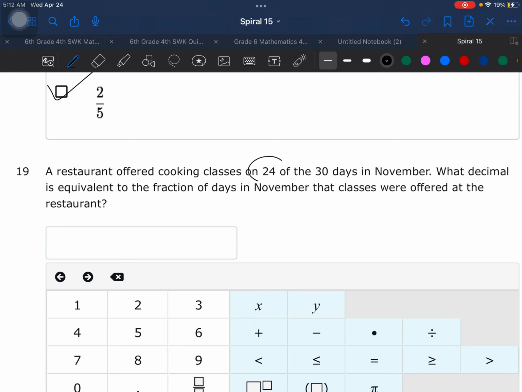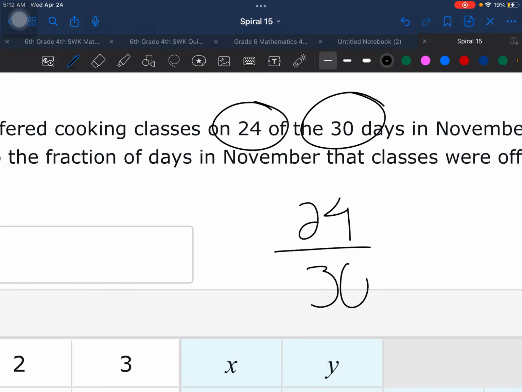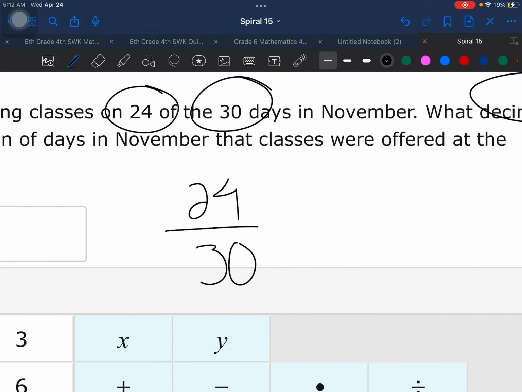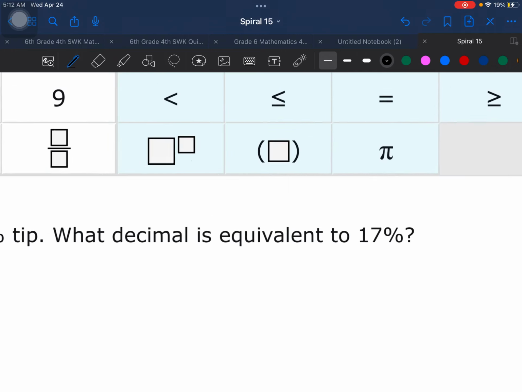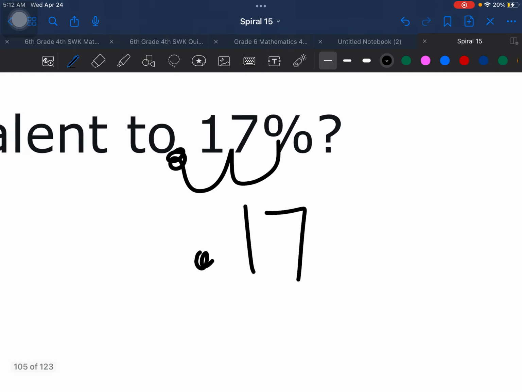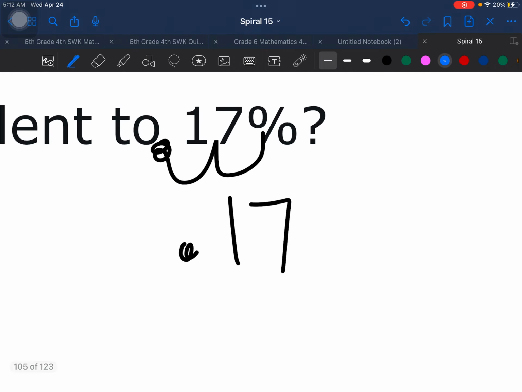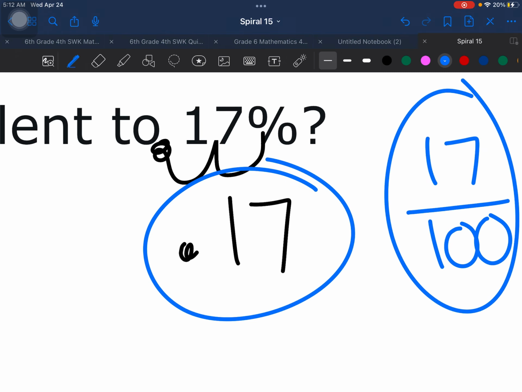A restaurant offered cooking classes 24 out of the 30 days. What decimal is equivalent? All you need to do, divide. Once you divide, you put the decimal right here. This one you do on your own, because this you already need to know how to do on your own. What decimal is equivalent to 17%? No manches, chicos. 1, 2. This you should also have to do on your own. And if they were asking for fraction, how do you say this? 17 hundredths. Que fácil.